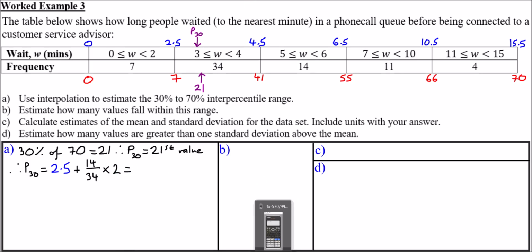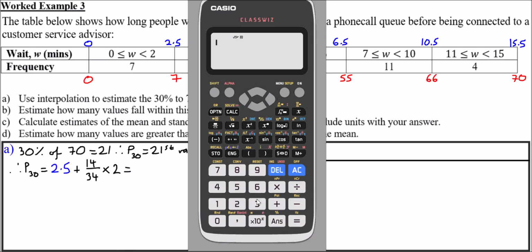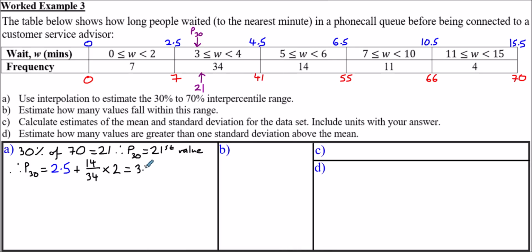So we work this one out for our estimate. So 2.5 plus 14 over 34 multiplied by 2, and that's going to give us, to three significant figures, 3.32 minutes. So the 30th percentile is 3.32 minutes.